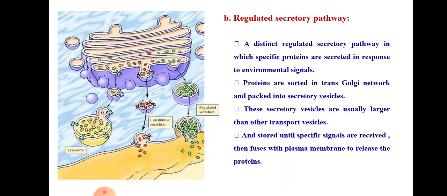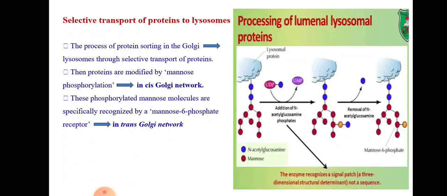And the second one is that the proteins are sorted in the trans face of the Golgi network and packed into secretory vesicles. These secretory vesicles are usually transported and stored until specific signals are received, then they fuse with the plasma membrane to release the proteins also.